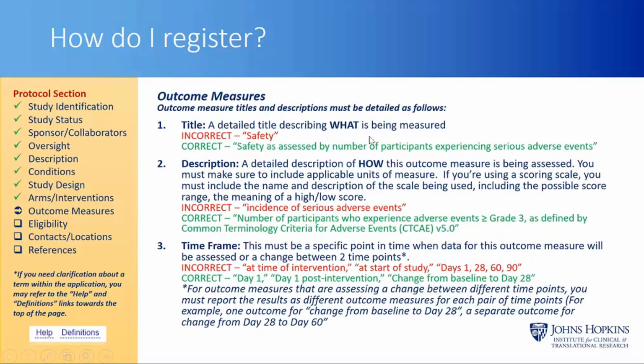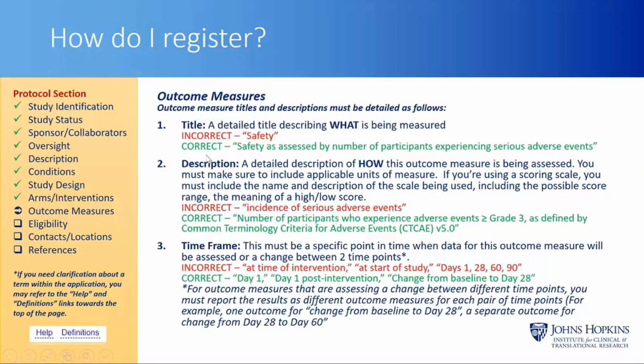This is just a very basic example. Your title is going to be what is being measured. So, for example, if you just say safety, it's not going to be acceptable. If you say safety and toxicity, it's not going to be accepted. You can only assess one variable for each outcome measure. So if you were assessing safety and toxicity, safety would be one, toxicity would be another. But if you're assessing safety based on toxicity, then that's just one outcome. You're just assessing safety based on the number of adverse events or whatever the case may be. So in this case, it's safety as assessed by number of participants experiencing serious adverse events.